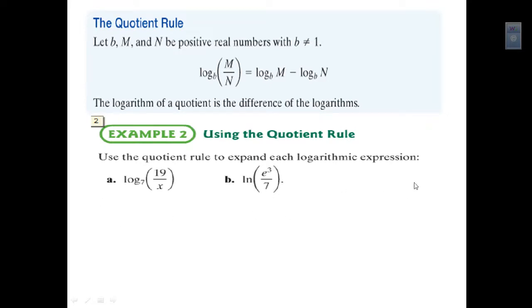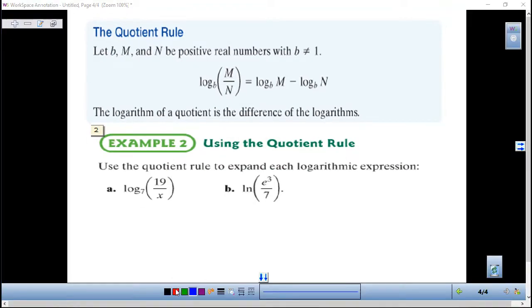Alright, so let's go ahead and work this one. We've got log base 7 of 19 over x. So we've got the log base 7 of 19 minus the log base 7 of x. And log base 7 of 19 is not something we can really simplify, so we can leave it just like it is.